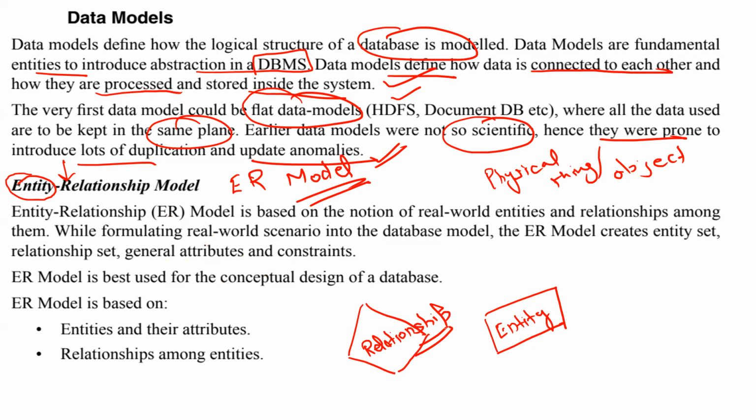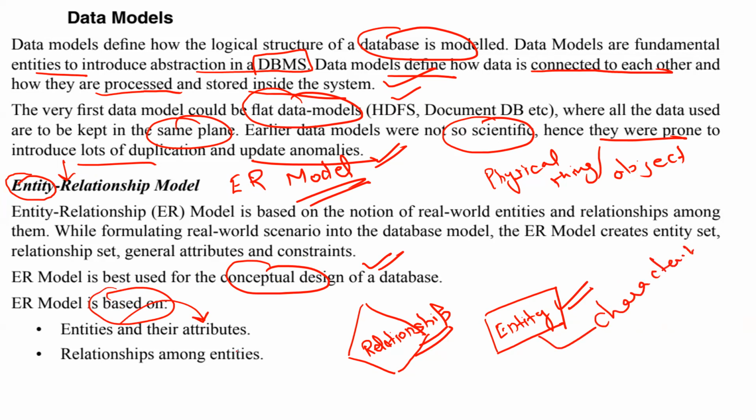The entity relationship model is based on the notion of real world entities and the relationships among them, like student, which is an entity. The ER model is best used for the conceptual design of a database. It is based on entities and their attributes. Attributes are basically their characteristics. And then there are relationships among those entities.